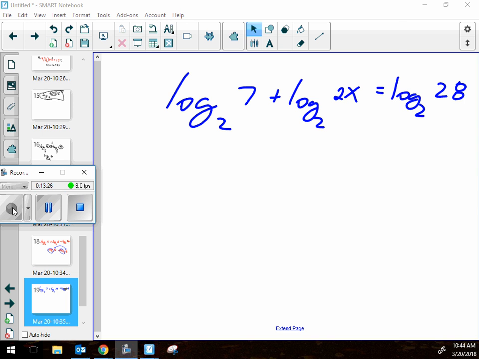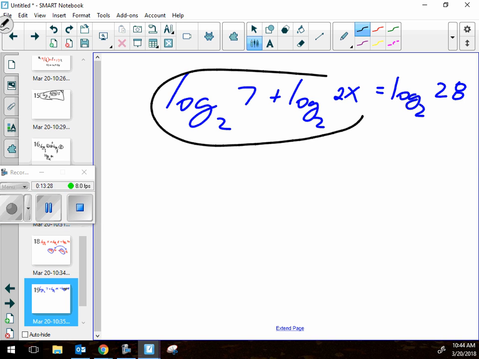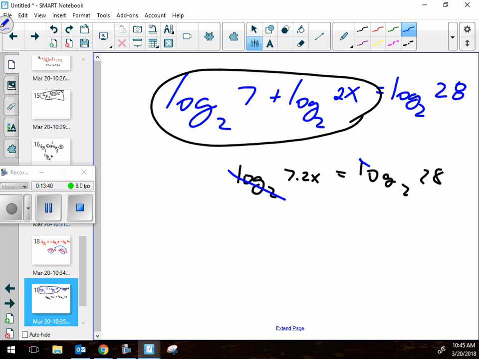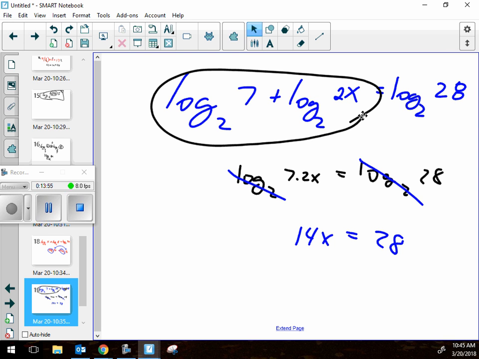I hope you knew how to put these guys together and say log base 2 of 7 times 2x. Wouldn't that also be known as 14x? Okay, equals log base 2 of 28. Now, I'm not the one who told you that these cancel, because they don't really cancel, but it's kind of like they cancel. See what I mean? Then it's 14x equals 28. And if you can't solve that, please go back. Go. Do not pass go. Do not collect the $200, yes.